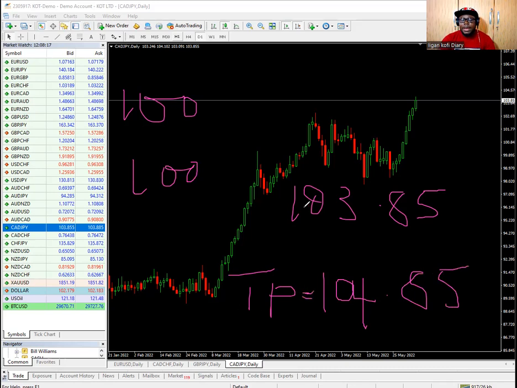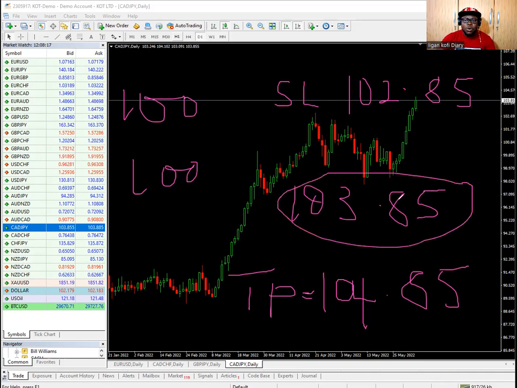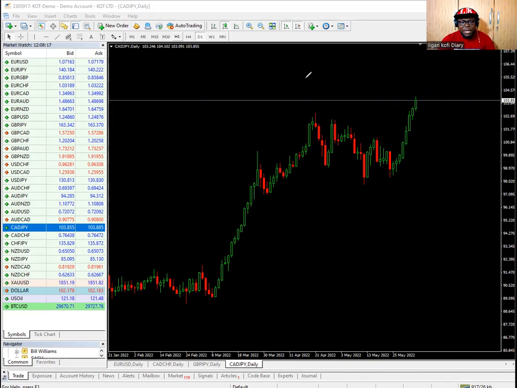Okay. And our stop loss is going to be 102.85. So 102.85 is going to be our stop loss, and 104.85 is going to be our take profit. We are doing this calculation because this is where the price is sitting at the moment. But when the market opens, it's possible that the price we are seeing may change. Is that okay? So that is that, on CAD JPY.